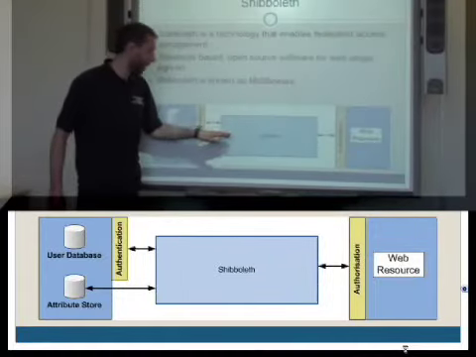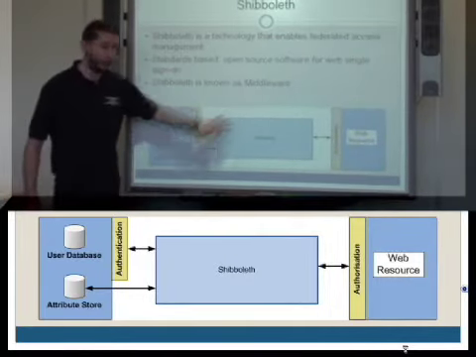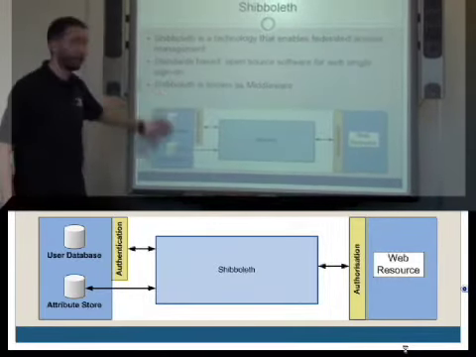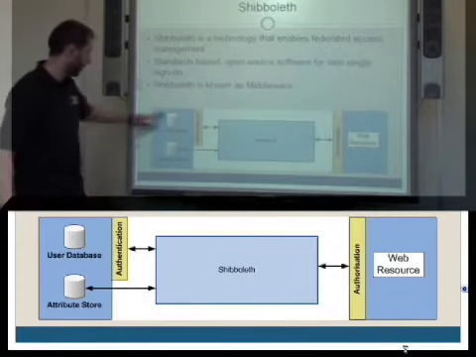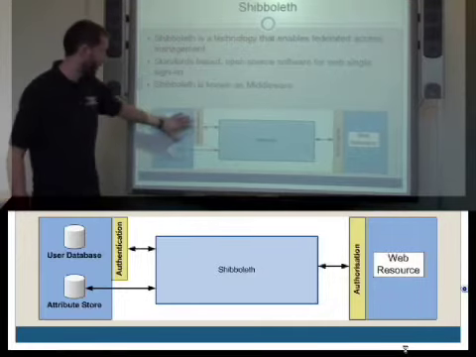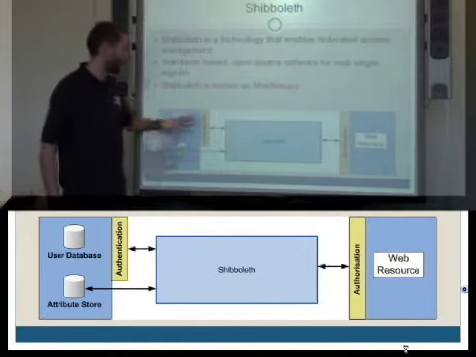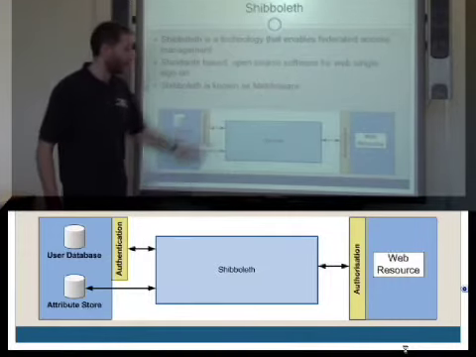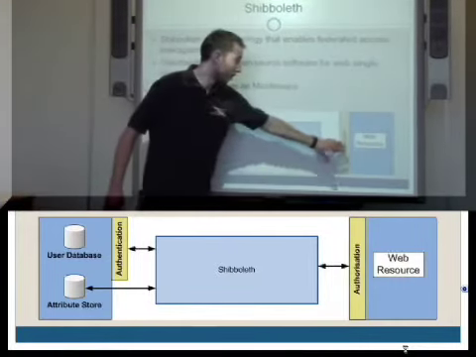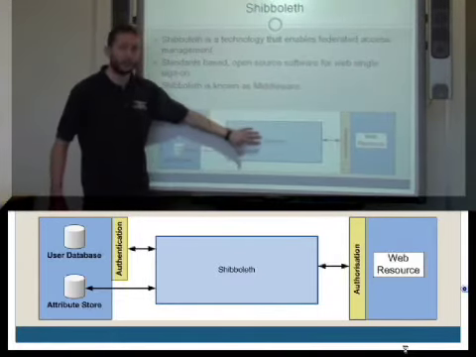So here we can see clearly Shibboleth is sat in the middle, which is why it's called middleware. And on the left we've got the identity provider, and here you've got the user database and the attribute store. And you can see the authentication and all the attribute stores and user databases are kept separate from the Shibboleth components. And on the other side we've got the web resource and the authorization, again totally separate from the instance of Shibboleth.